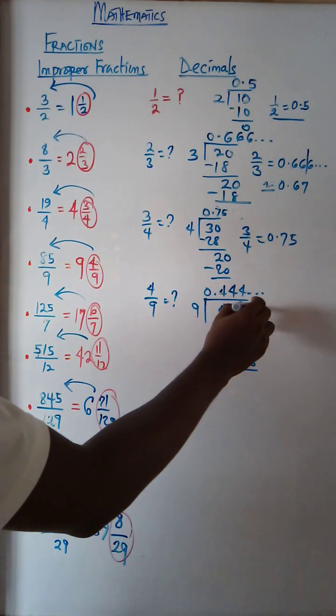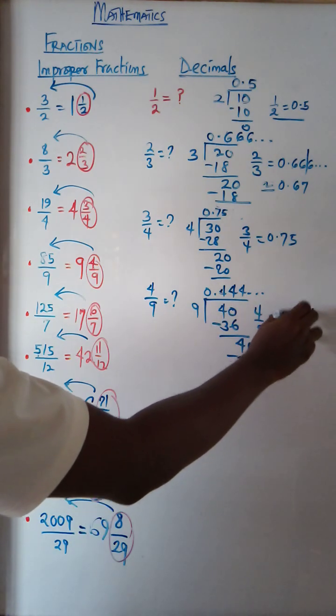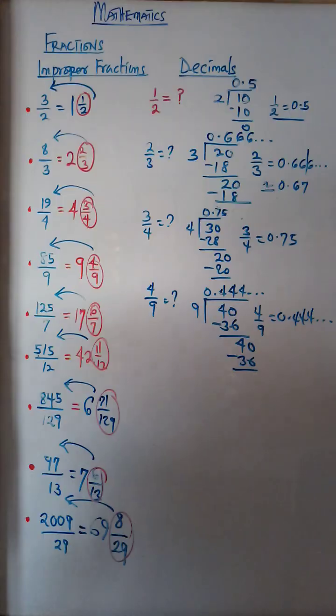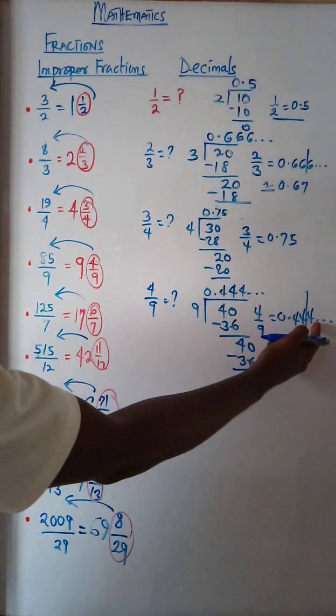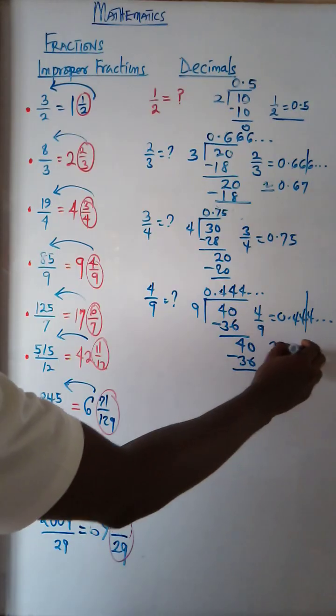So it means 4 over 9 is what? 0.4444. So let's suppose we want to put our answer in 2 decimal places. The next number is not up to 5, so we just neglect everything. So approximately 4 over 9 is what? 0.44.